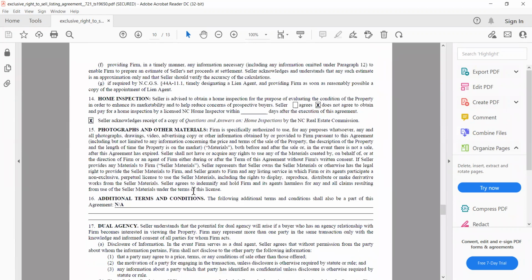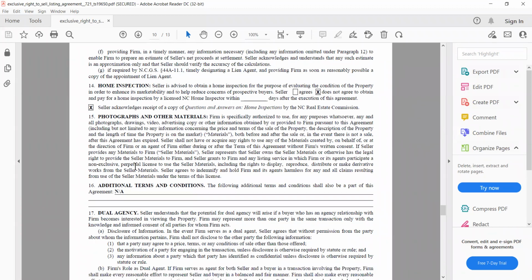Home inspection. Seller is advised to obtain a home inspection for the purpose of evaluating the condition of the property in order to enhance its marketability and help reduce concerns of prospective buyers. Seller agrees or does not agree to obtain and pay for a home inspection. Most people don't get pre-home inspections, but we want to do the right thing and advise them, hey, I advise you to get a pre-inspection. They say no, okay, great, and just check no.